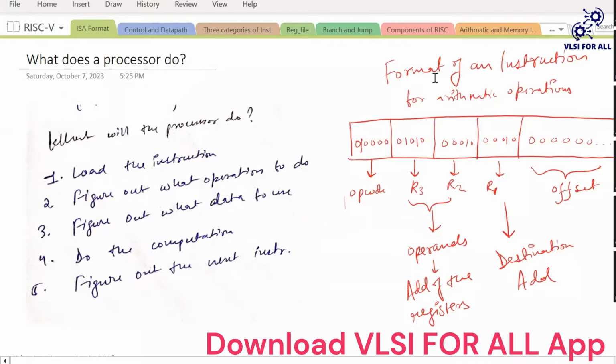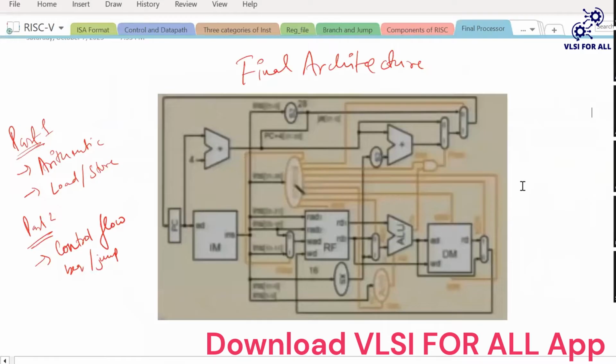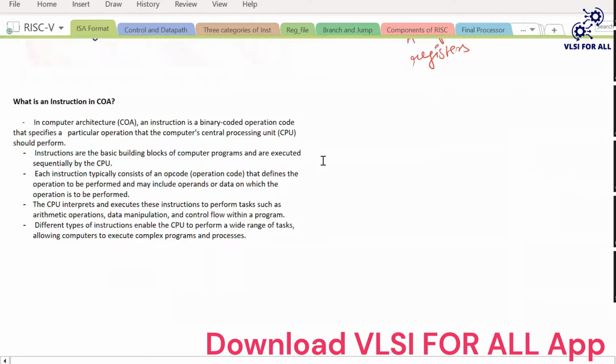I'll tell you what finally we are going to do, the kind of architecture that we are going to build. This is the final architecture that we are going to build, the RISC architecture. It's not possible to do all the architecture at once. I'll do half of it today. We'll first do arithmetic, which is basically add, subtract, multiplication, load, store, and then we'll go to the control flow.